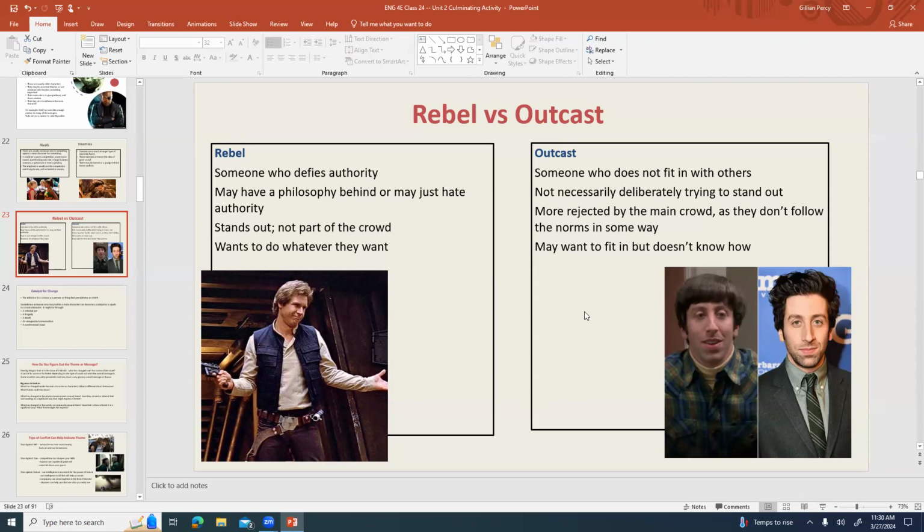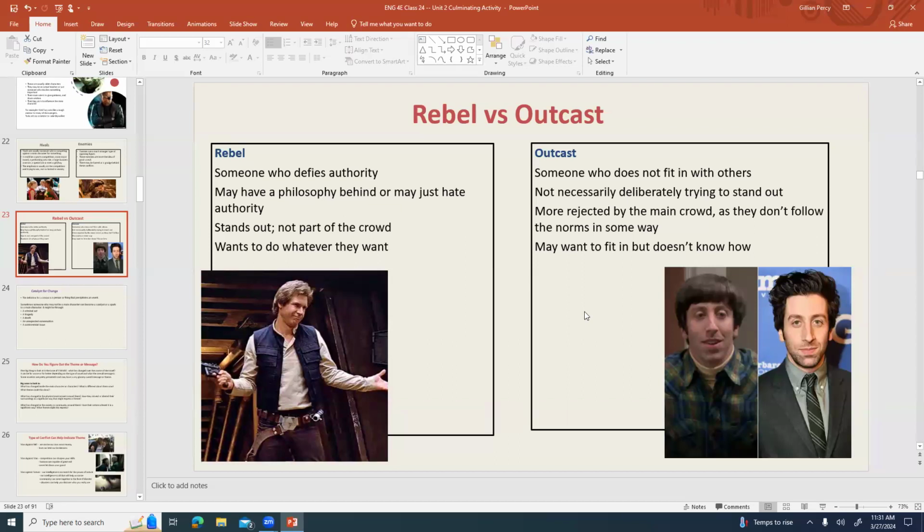So a rebel might be somebody who defies authority. They may have a philosophy behind it, like, I refuse to follow the conventions about business because I think they're wrong and terrible. Like the first people that were involved with opposing sweatshops and that kind of thing. However, sometimes they just don't like being told what to do, right? They generally are going to stand out. They're not necessarily part of the crowd. They want to do whatever they want or whatever they believe is right.